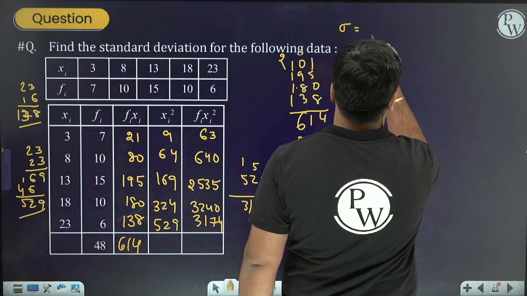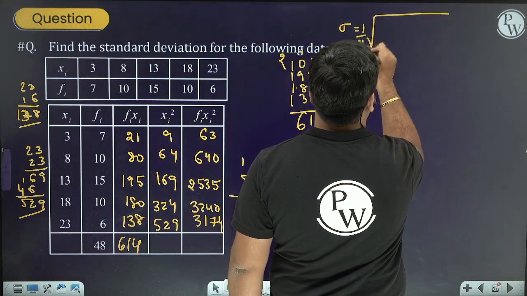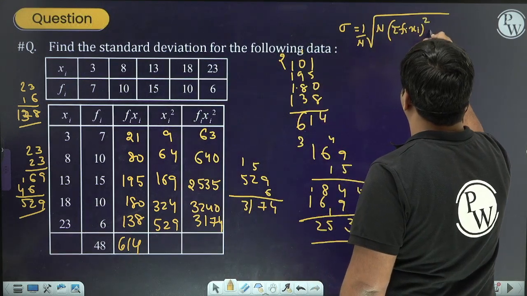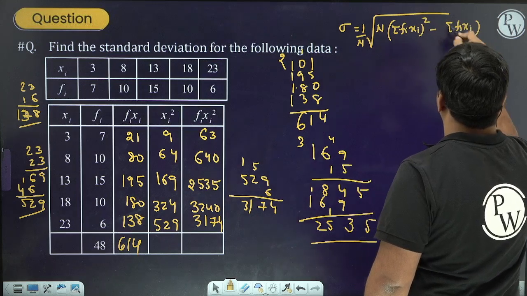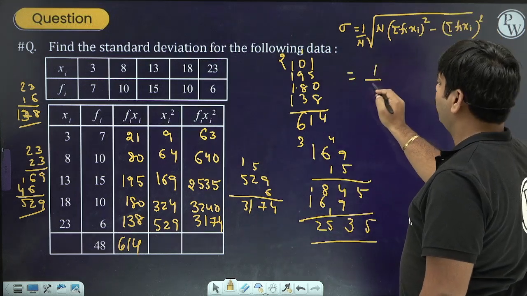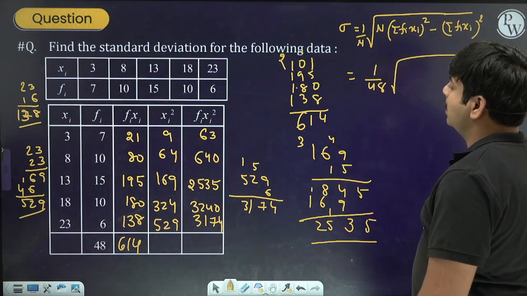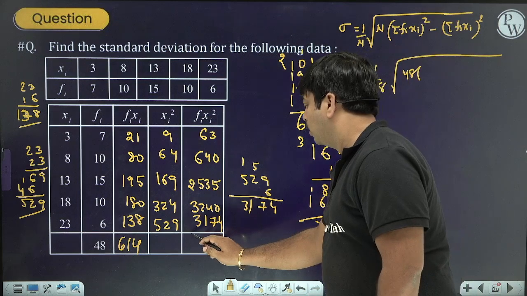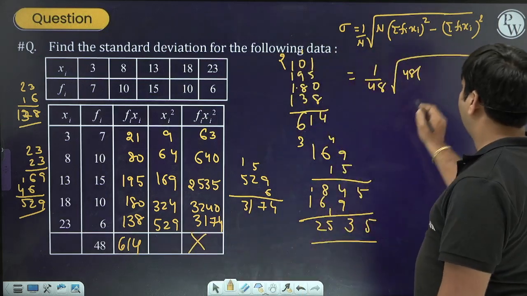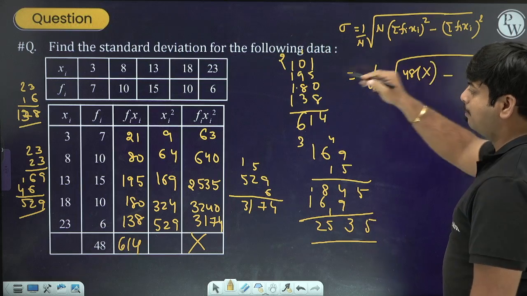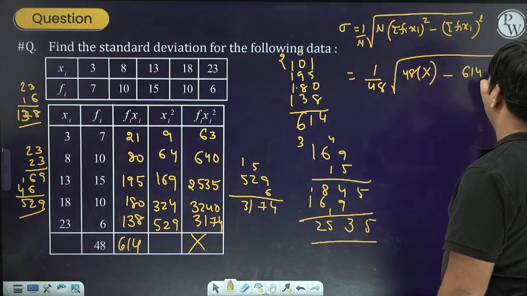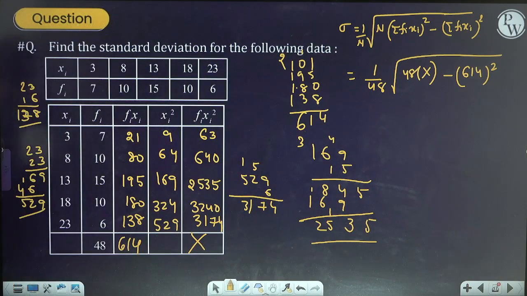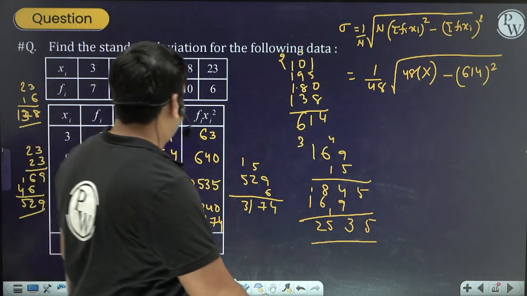Yes, okay. So sigma is root over 1 by n times of n into this sigma fi xi square minus sigma fi xi whole square. So you need to calculate 1 by 48 into root over n, 48 into sigma fi xi whole square, okay. So this value, whatever it is, I'm taking as x for now. So 48 into x minus sigma fi xi, 614 square. So please calculate this and tell me what will be your answer there. Calculate that, people.